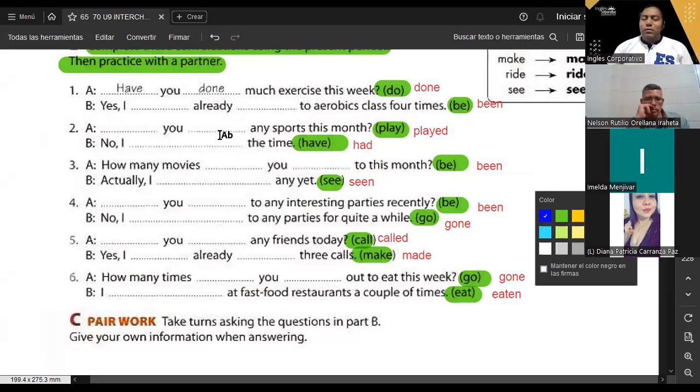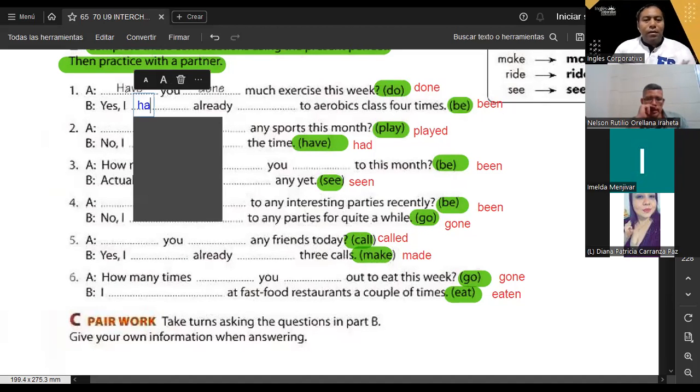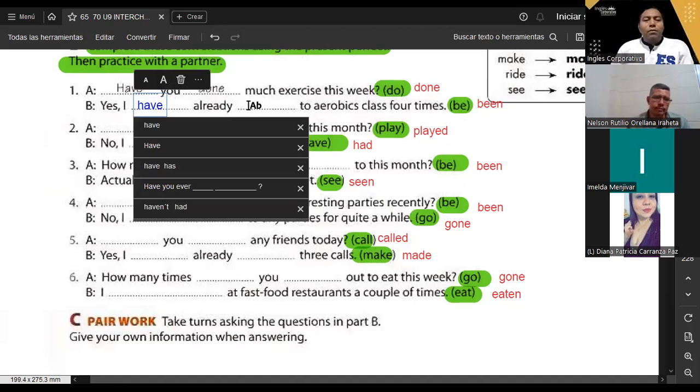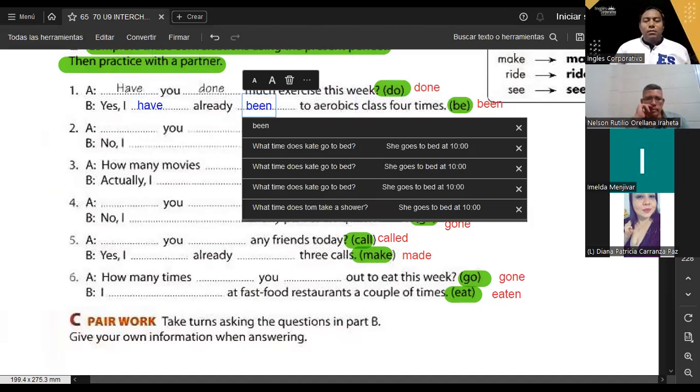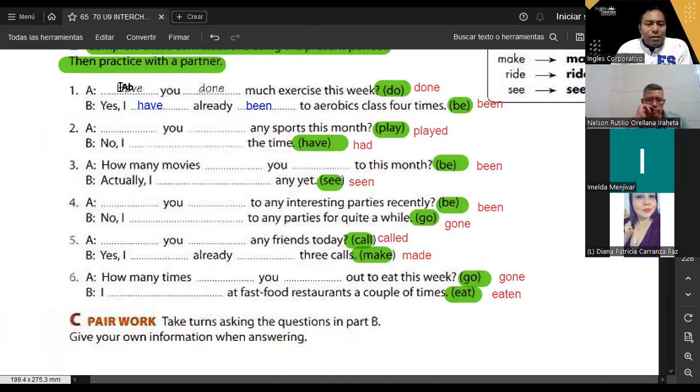Right now, right? So, okay, so I do have a yes. Already do exercise class 4 times. So this one here, what you need is an auxiliary. Have. Yes, I have already been. Been, the past participle. So, siempre vamos a utilizar el auxiliar, have, el verbo en pasado participio que está en paréntesis. Yes, I have already been to aerobics class 4 times.